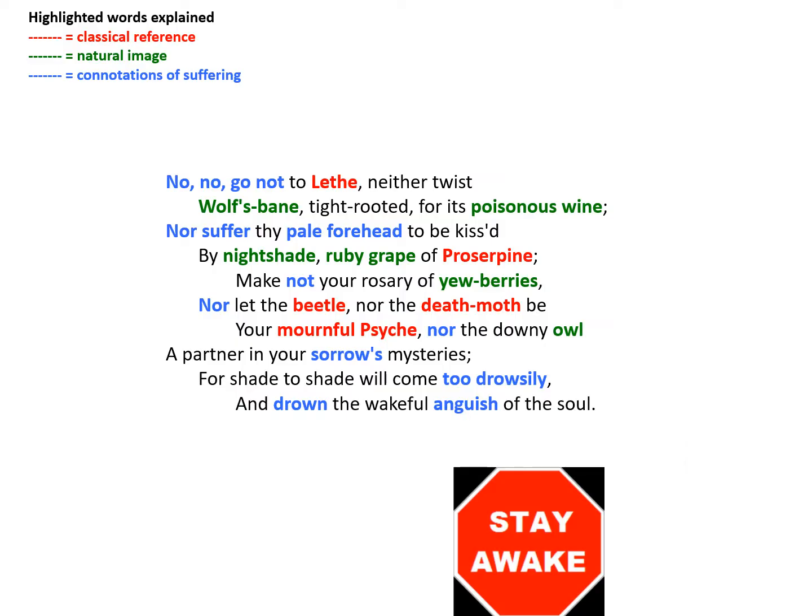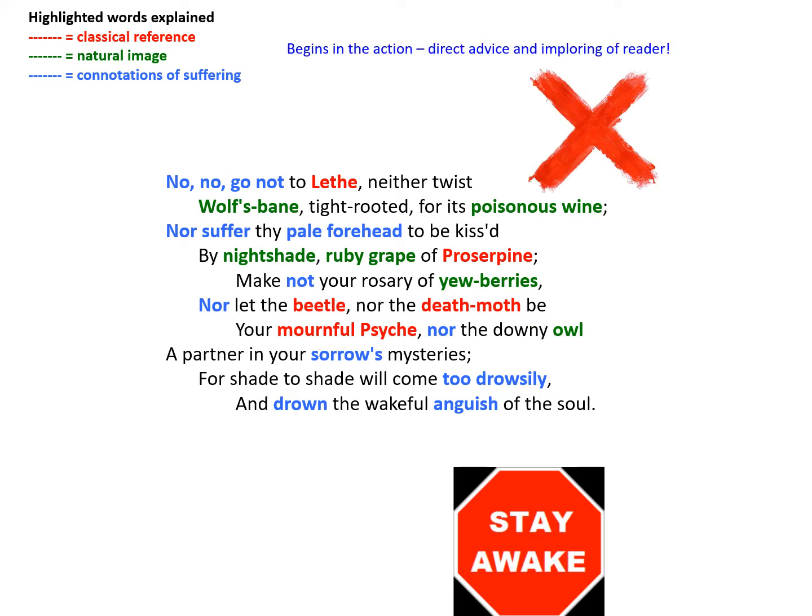So first things first, we go straight into the action with this real direct advice imploring us as readers not to go to the river of forgetfulness. That's the ancient Greek myth river Lethe. Now, before I go any further, this whole stanza is all about what we shouldn't do to try and escape or reject suffering as a thing. And that's created throughout this stanza with the anaphoric repetition stressing no, no or nor across this stanza.